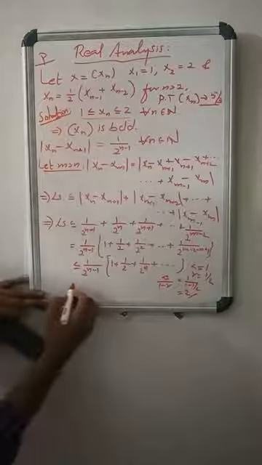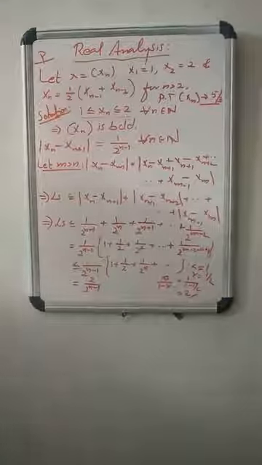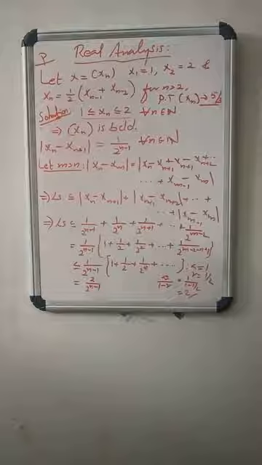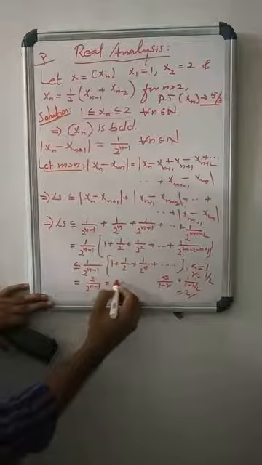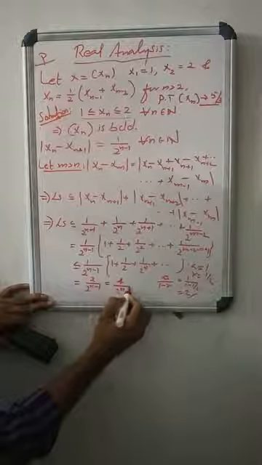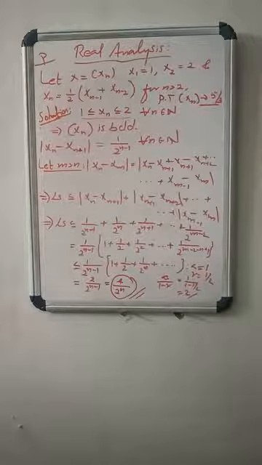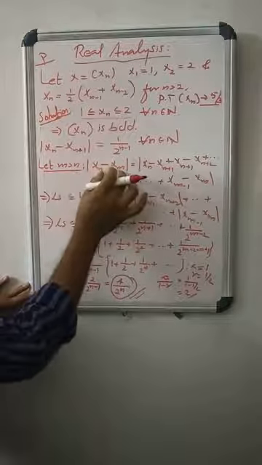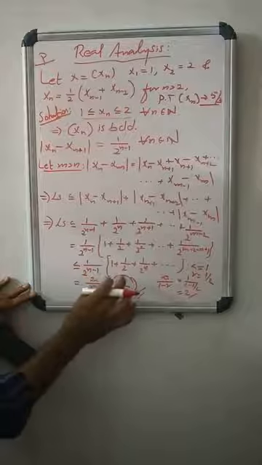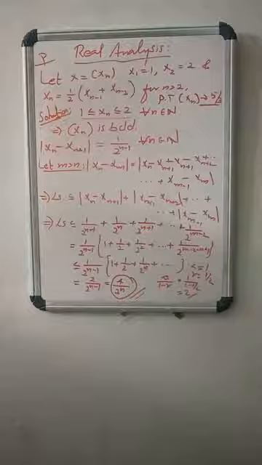So it is equal to 2 by 2 power n minus 1. What is 2 by 2 power n minus 1? That can be rearranged as 4 by 2 power n. Agreed? Okay. So for m greater than n, modulus of xn minus xm is less than or equal to 4 by 2 power n. That's the third result.